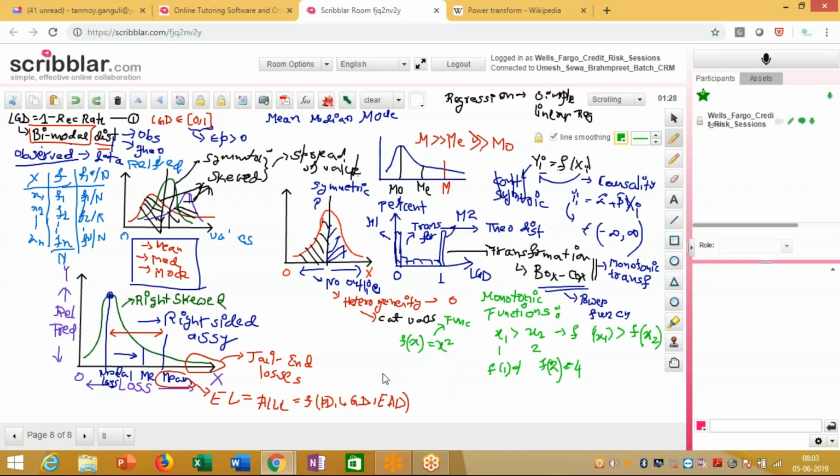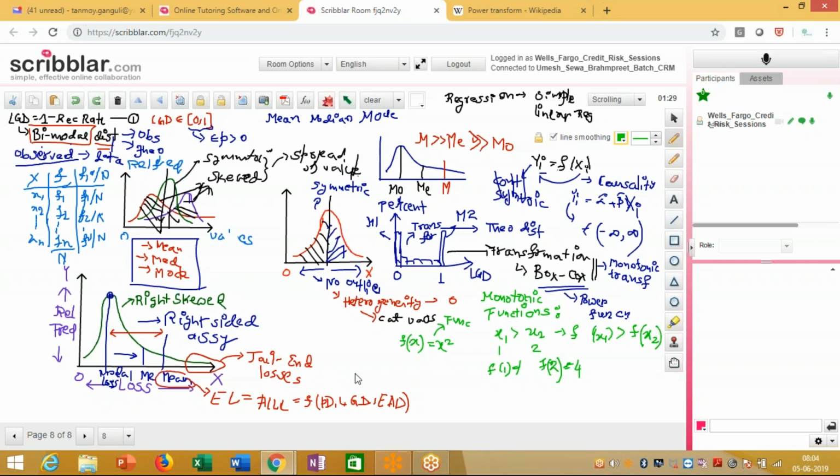So that's the first point of the Box transformation: these transformations have to be monotonic. And the ultimate objective of this transformation is to convert the distribution into a normal distribution.